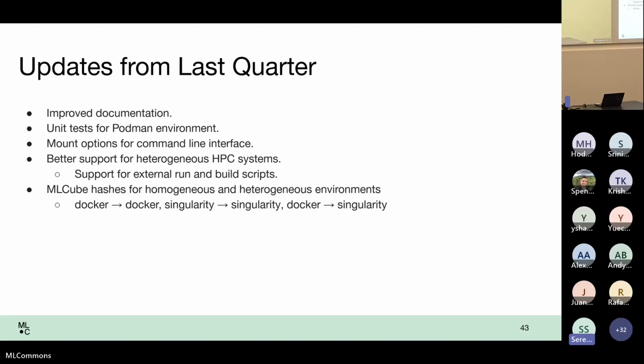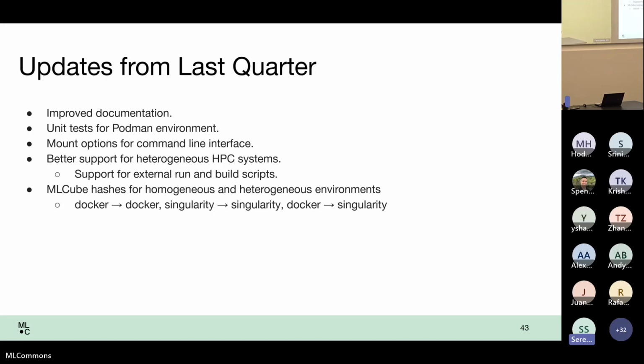Yeah, so a couple updates from the last quarter. We've improved documentation. We have new unit tests for a Podman environment so that we can confirm it works. We also introduced several updates for Podman. So right now systems where Docker isn't installed, and not Singularity, so those systems can also run MLCubes just fine.